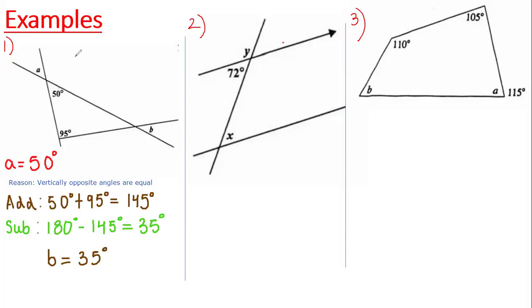All right, so what's the reason for this one? The reason is that angles in a triangle add up to what? 180 degrees. Yes, angles in a triangle add up to 180 degrees. Good.